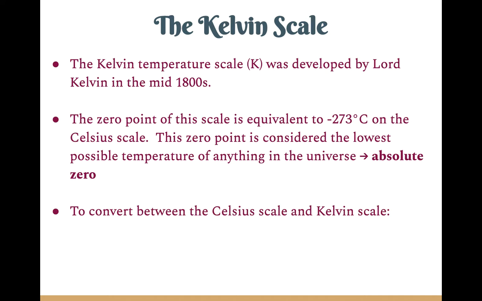So in order to convert between Celsius and Kelvin, if you have Celsius and you want to get to Kelvin, you add 273. If you have Kelvin and you want to get to Celsius, you have to subtract 273. And note that it's not degrees Kelvin like it is degrees Celsius, it's just Kelvin.